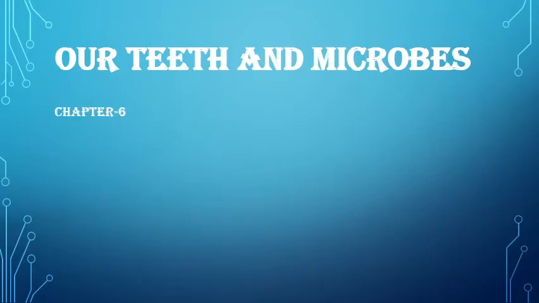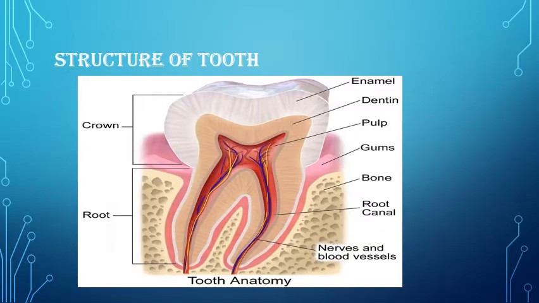So we are learning chapter 6, that is our teeth and microbes. First we will revise our chapter. In the previous videos we have learned about the dentist and the two sets of our teeth, that is milk teeth and permanent teeth. The number of milk teeth is 20. Very good. And the number of permanent teeth is 32. Very nice. Now we have also learned the types of teeth.